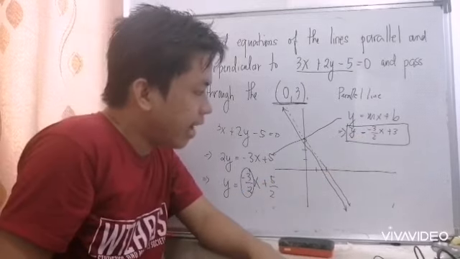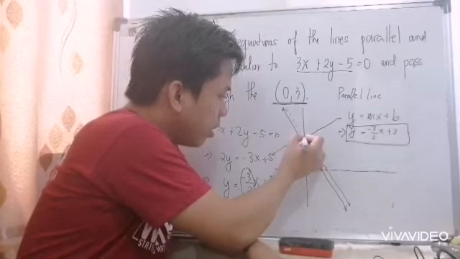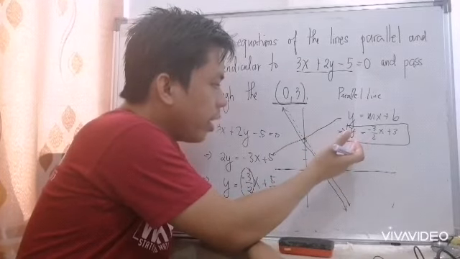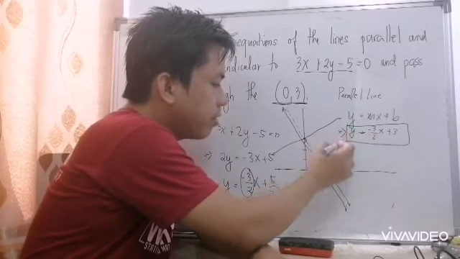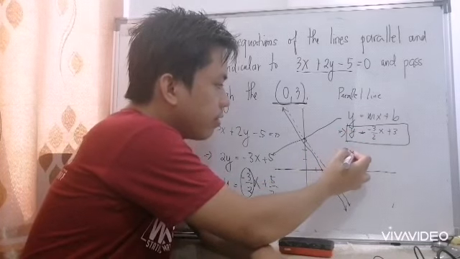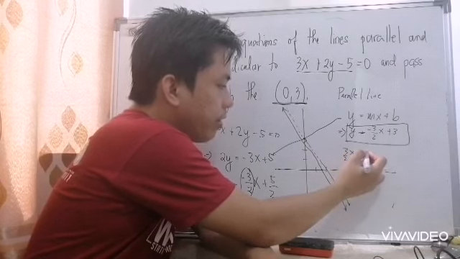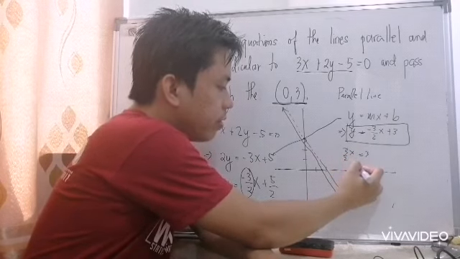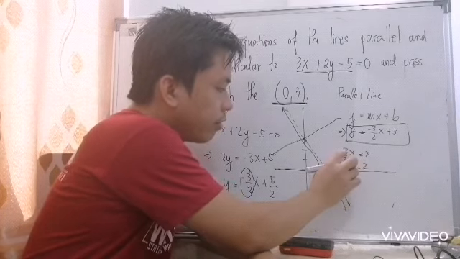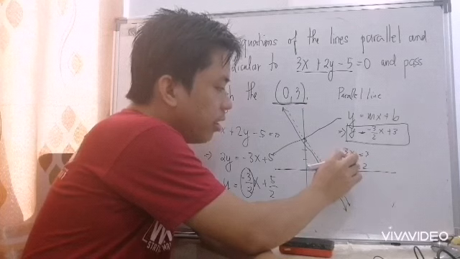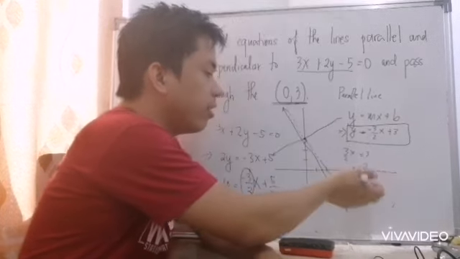So how do we plot that? When x is 0, y is 3 here. When y is 0, negative 3 over 2 x plus 3 equals 0, so 3 over 2 x equals 3, so x equals 2, because if you divide both sides by 3 over 2, you get 2.